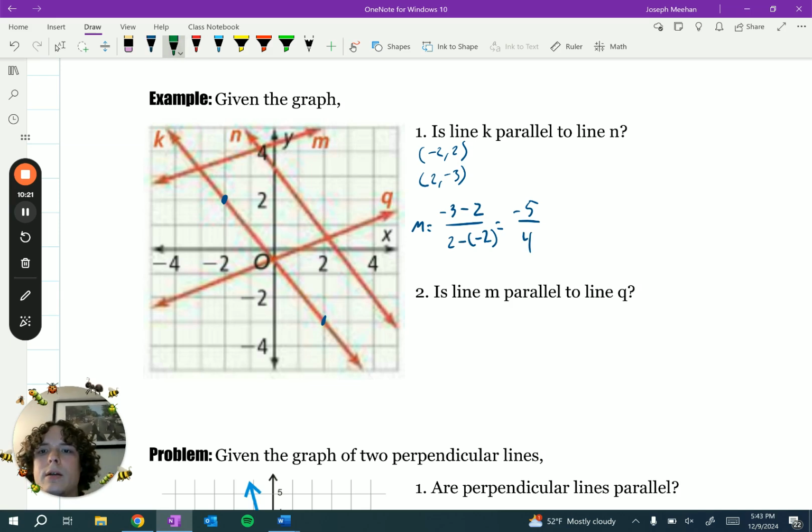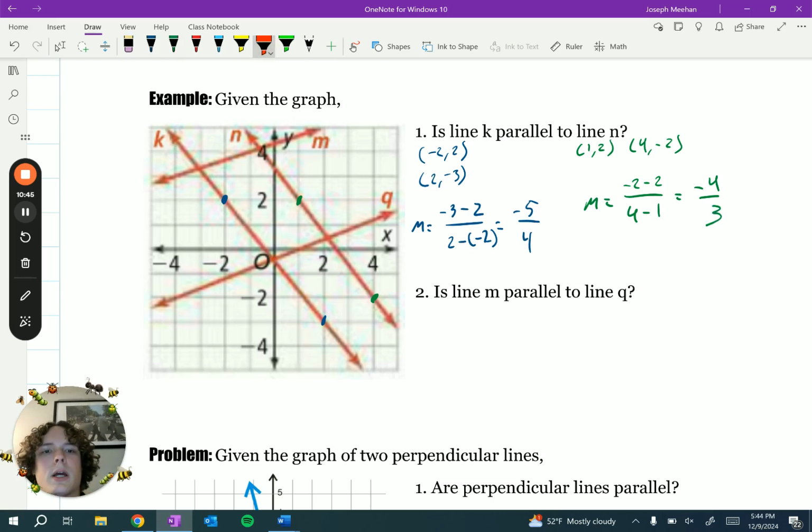Let's then pick some points on line N. Let's say we have a point here at (1, 2), and then we have a point at (4, -2). If we wanted to find the slope here, we have -2 minus 2, over 4 minus 1. So we have -4/3.